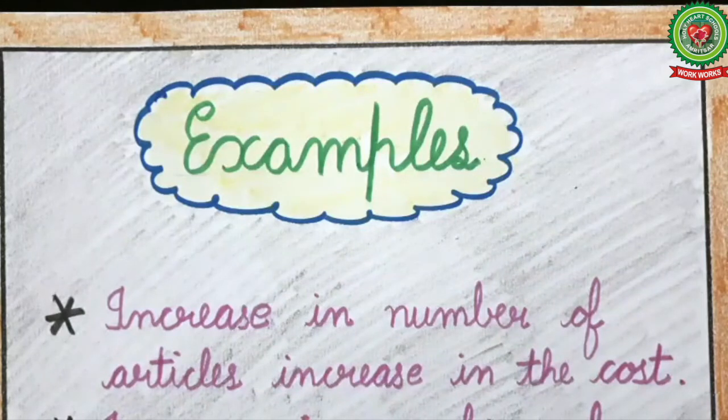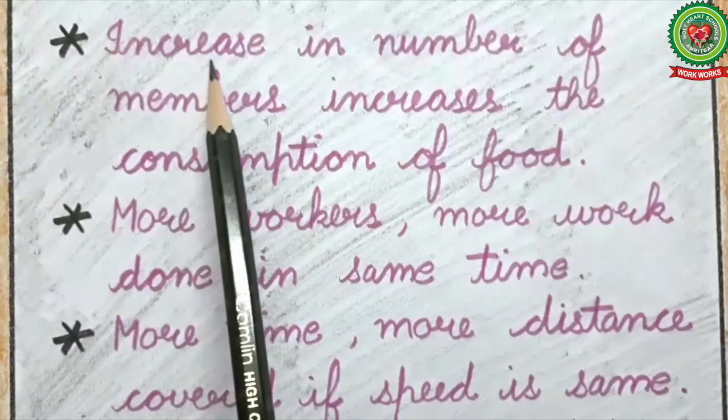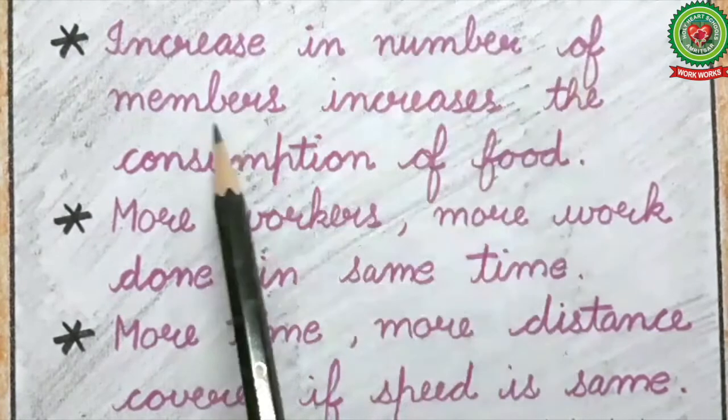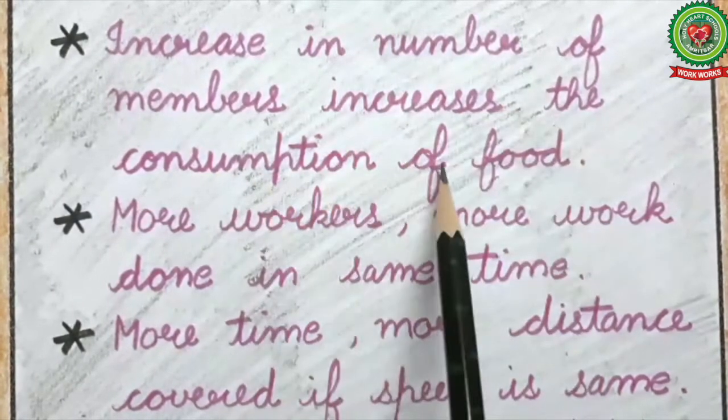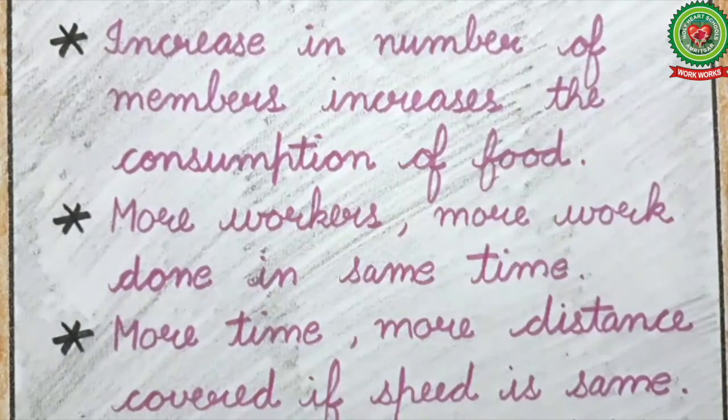Let's think about some more examples of direct variation. Here, increase in number of articles, increase in the cost. It's obvious, if we buy one pencil, its cost is ₹5, and if we buy 5 or more pencils, its cost increases. Second is increase in number of members increases the consumption of food. More members in the family, more food we cook.